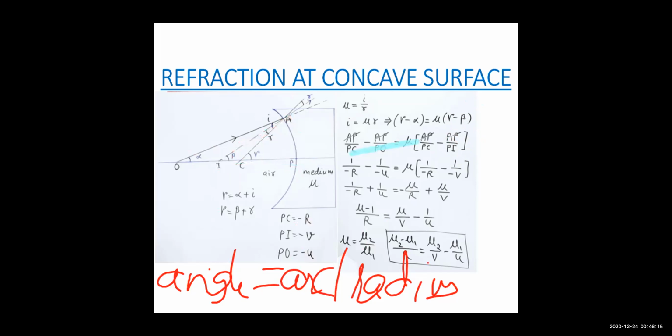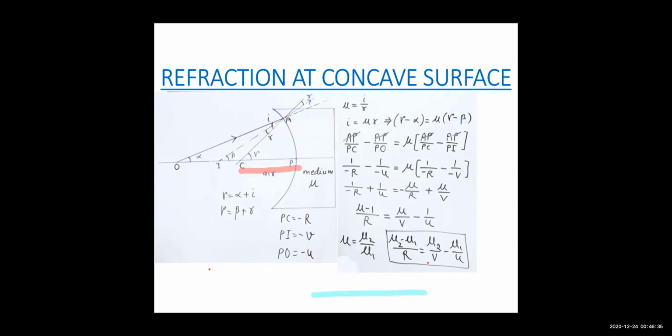Now, let's substitute for gamma. For gamma, we are going to consider this part, that is A, C and P. If we see, the arc is AP and the radius is PC. So for gamma, it is AP by PC, right? Now what's left? Alpha. For alpha, we are going to consider the bigger triangle, and the arc opposite to alpha is AP and the radius is PO. So alpha is AP by PO. This much clear?